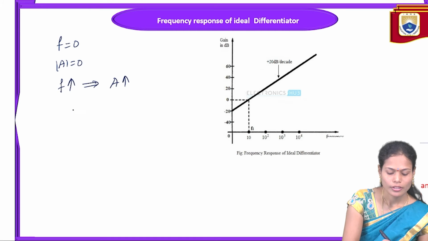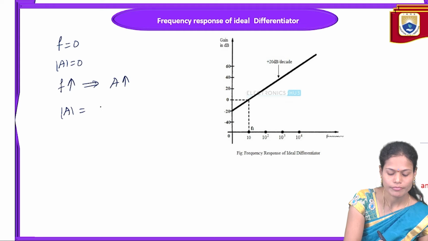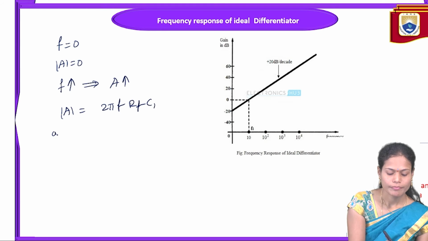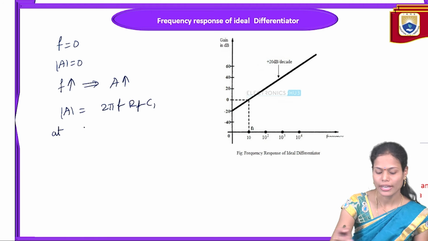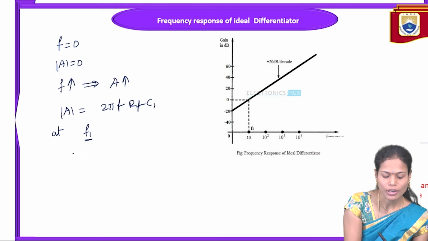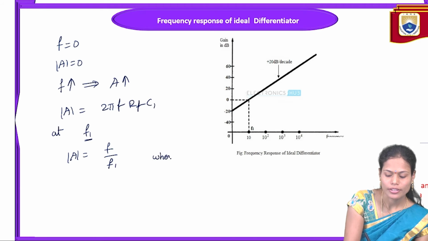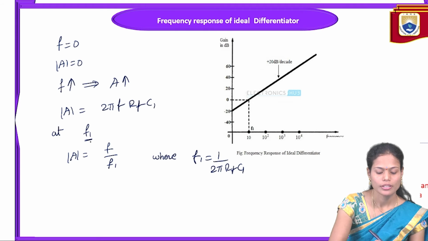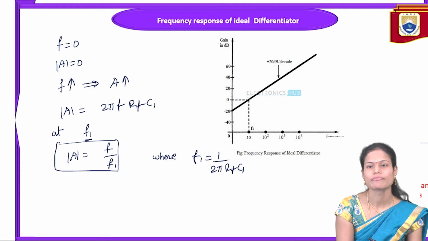Suppose I am taking my gain equation, that is 2 pi f RF C1 value. I can also write it by considering one F1 value, that is the cutoff frequency value. I can write my magnitude value as F by F1, where F1 is the cutoff frequency and that value is 1 by 2 pi RF C1 value. So if we consider this, we will get the magnitude as this much.